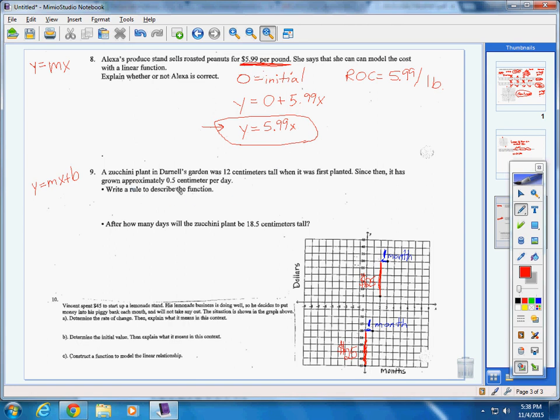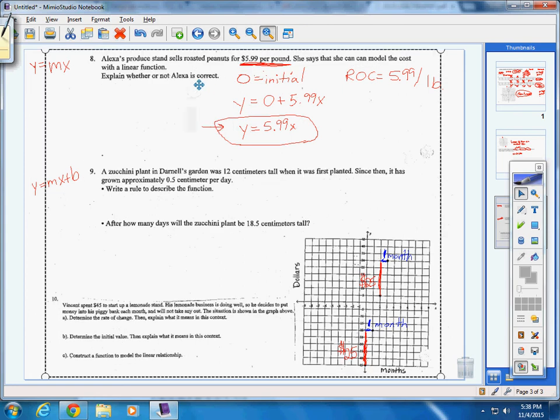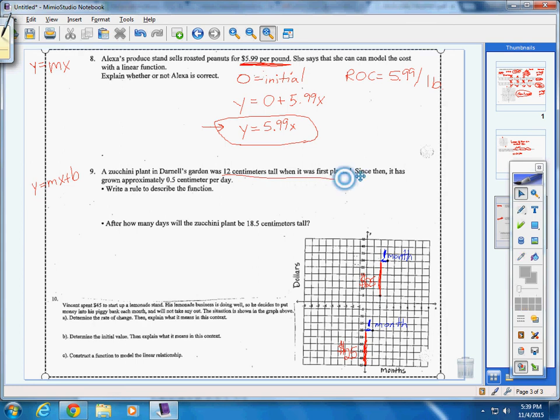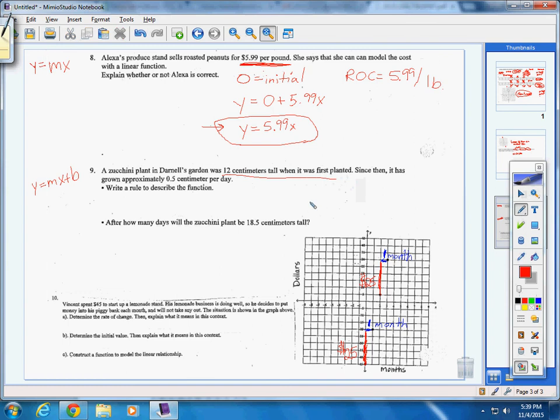On to number 9. A zucchini plant in Darnell's garden was 12 centimeters tall when it was first planted. Since then, it has grown approximately 0.5 centimeters per day. Oh my goodness, this is bugging the heck out of me, guys. Since then, it has grown approximately 0.5 centimeters per day. Per day sounds like a rate. Write a rule to describe the function.